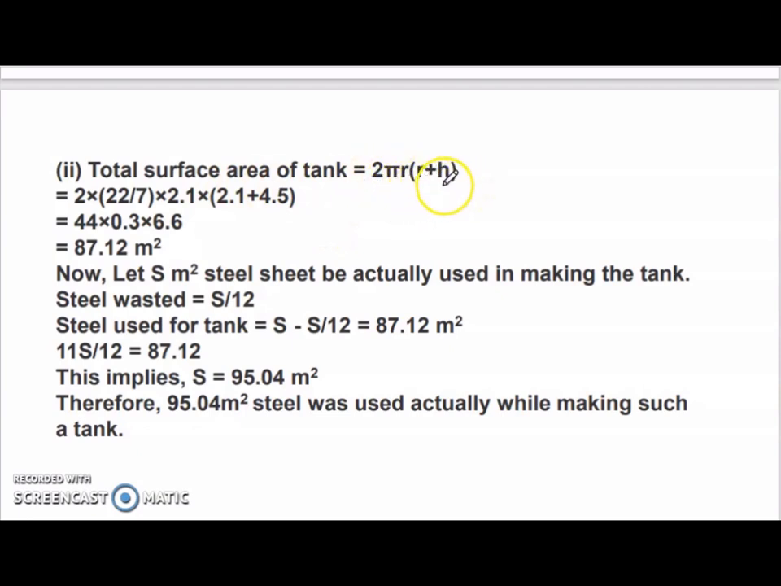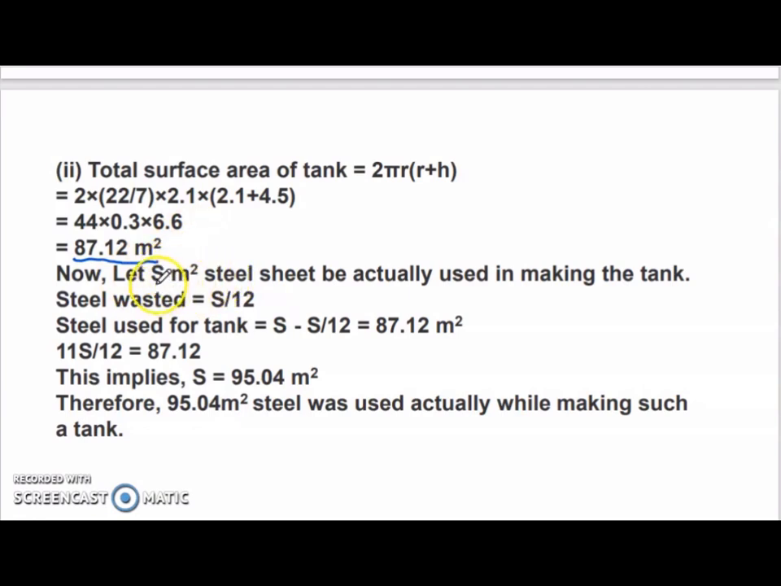2 pi r square plus 2 pi r h. From here you can take 2 pi r common, 2 pi r into h plus r. So here you will substitute the radius and the height, and you will get the total surface area of the tank as this much, 87.12. Now this much was actually required, but then some extra steel was also wasted in making the tank.